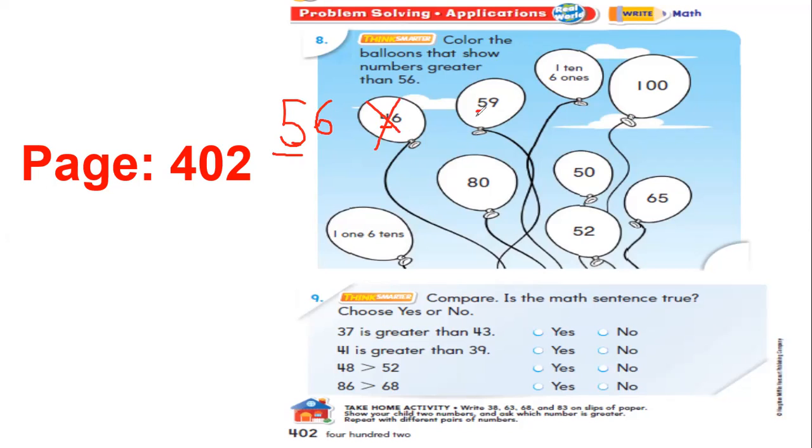And then we have 59. 5 and 5 is same. So let's check 6 and 9. So which is greater? Yes, 59 is greater. So we are going to color the balloon 59. Now, let's move on to the next one. We have 1 ten, 6 ones. Means it's a 16 number. So let's compare 1 and 5. So is 16 greater than 56? No. So we are going to cross it out. Then we are going to take 100. So 10 tens and 0 ones, right? So is 10 greater than 5? Yes, 10 is greater than 5. So we are going to color this balloon.